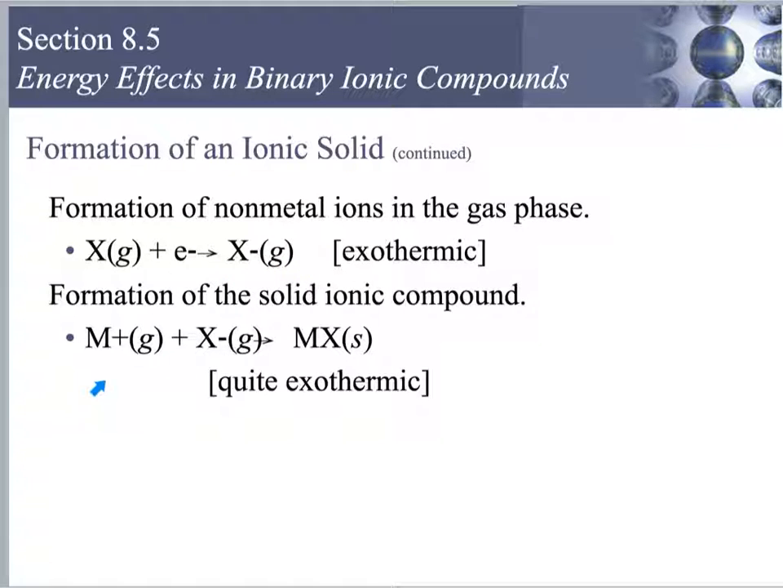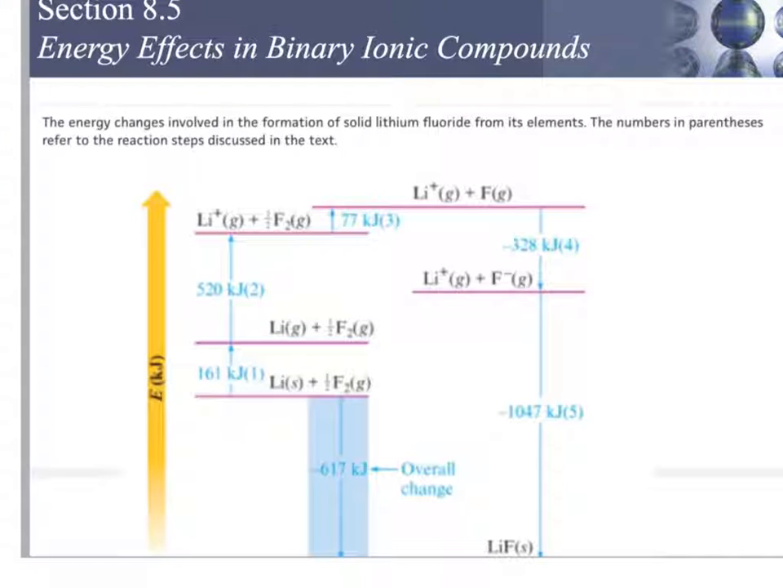And finally, we have the step which involves the two ions, the metal ion and the nonmetal ion, coming together to form the ionic compound. And that's the step that actually is represented by the lattice energy. And that step is always going to be exothermic. All of those steps that we just discussed can be represented in a diagram like this one. So if you follow through, you can see all of the different steps that are involved.